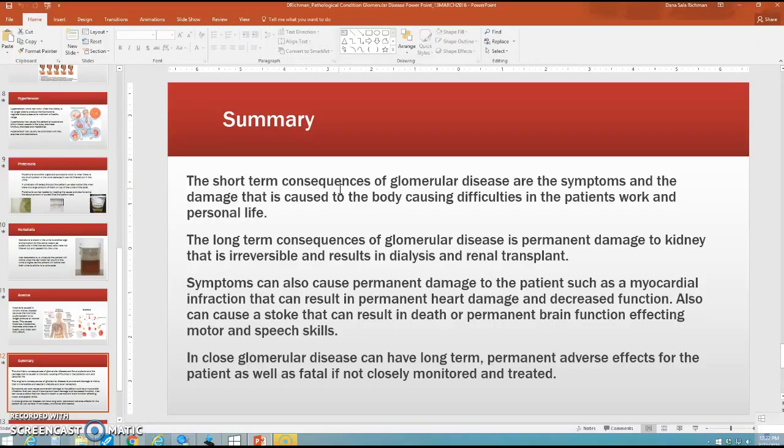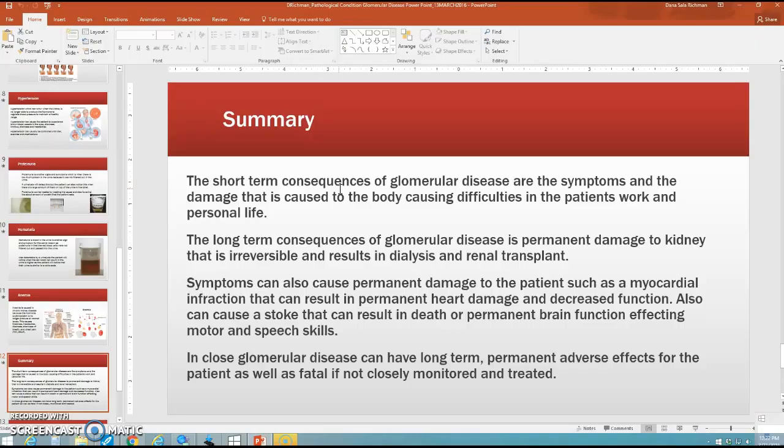So the short-term consequences of glomerular disease are the symptoms and the damage that is caused to the body, which is causing difficulties in the patient's work and personal life. The long-term consequences are permanent damage to the kidney that is irreversible and results in dialysis and renal transplant. And if those two are not done, then it results in death.